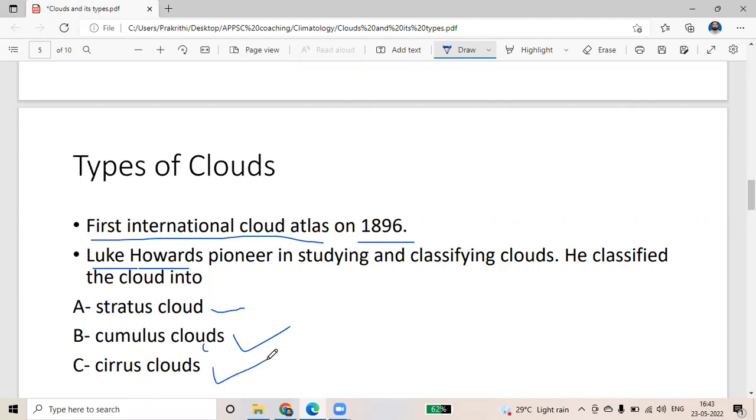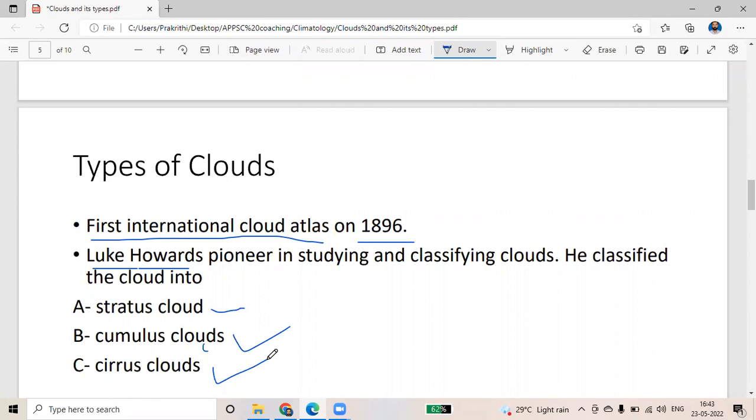So these are the 3 types of clouds that have been divided by Luke Howard. Now look, everything will come under the scope of these 3 clouds. Whichever clouds you are seeking, it will be either a stratus cloud, a cumulus cloud, or a cirrus cloud. It will be within these 3 groups only.